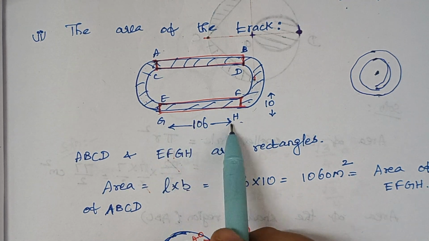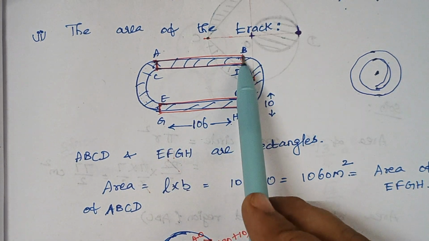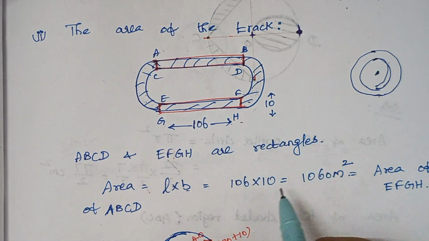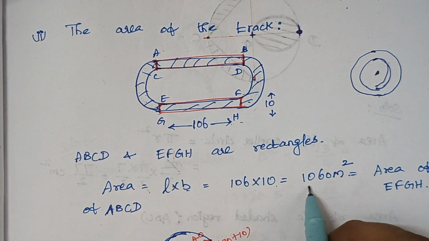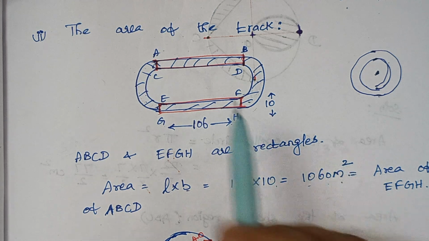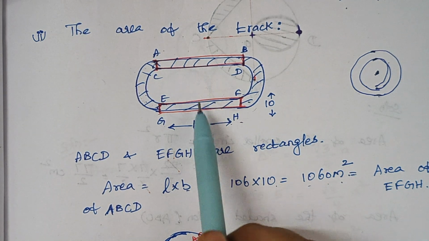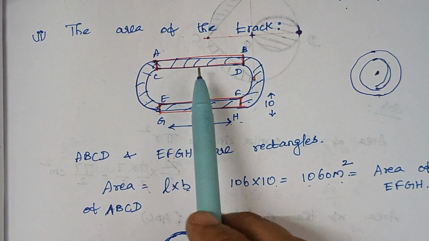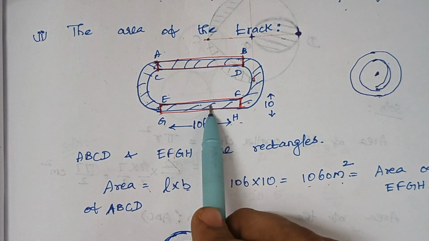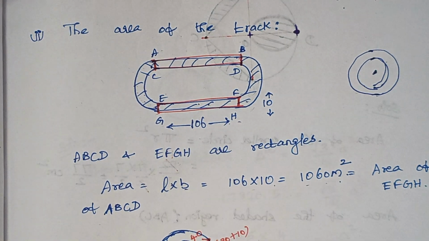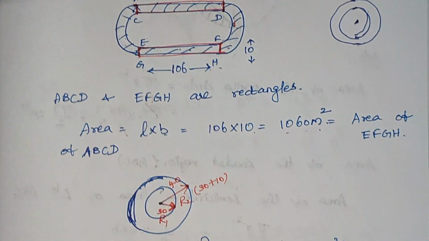So here the length is 106, and what about this width? The width is 10 meter, right? So 106 into 10 forms 1060 meter square. Since these two rectangles are similar, right? So the area of this rectangle will be equal to the area of this, right? Now we are going to find the area of the track in the semicircles, right?